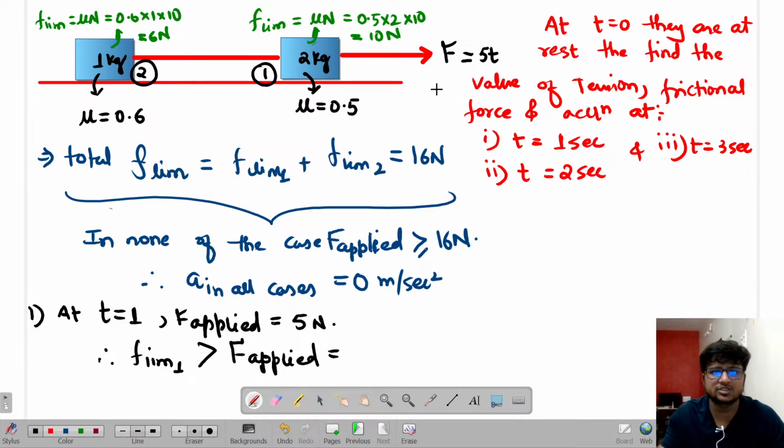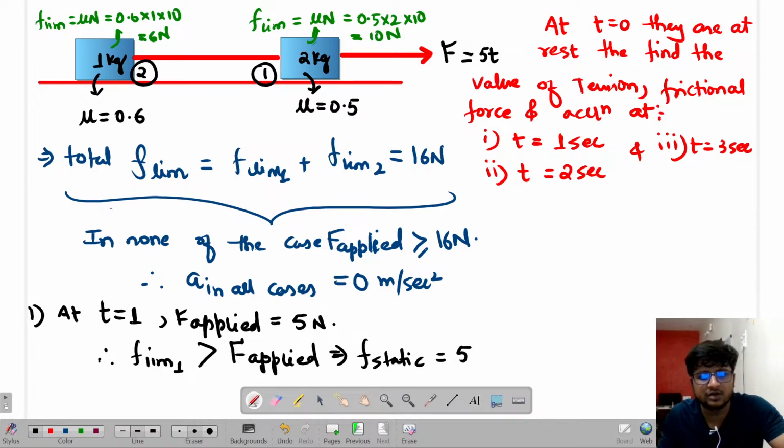Basically F limiting is how much Newton? 10 Newton. But F applied is how much? 5 Newton only or not? So this means what will be present? A static friction will be present, and that must be equal to how much? 5 Newton itself or not? Can you hear me or not, guys?